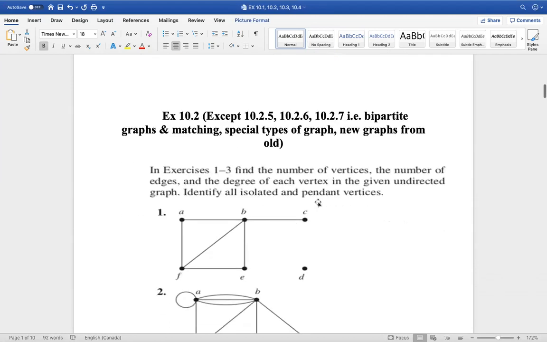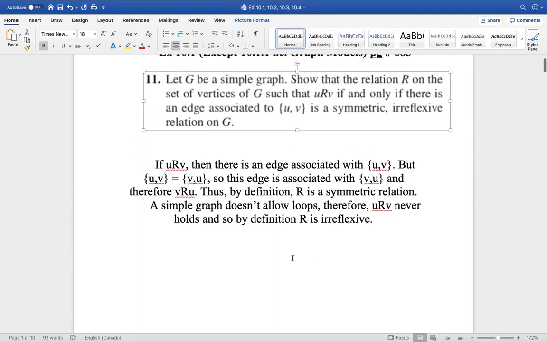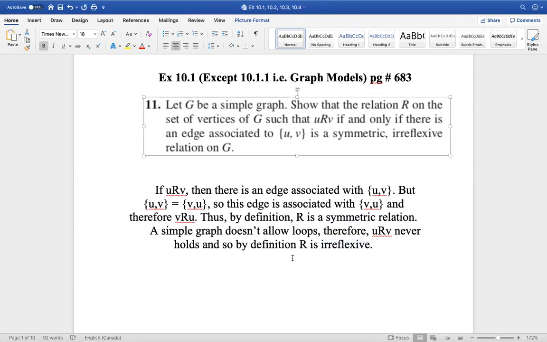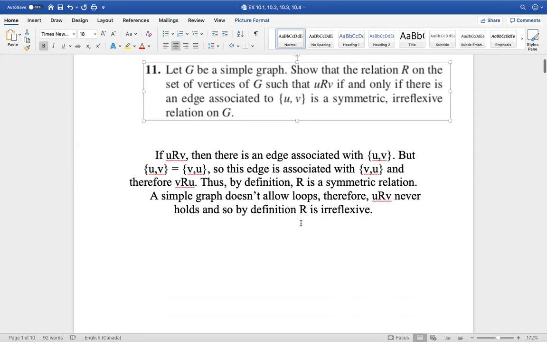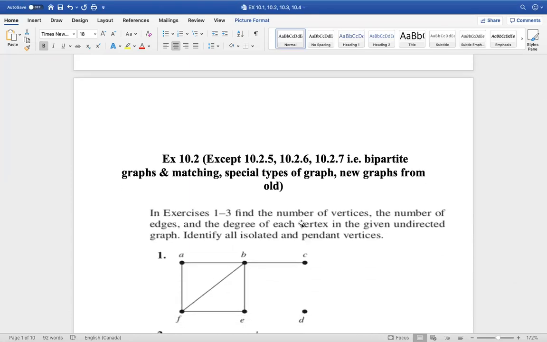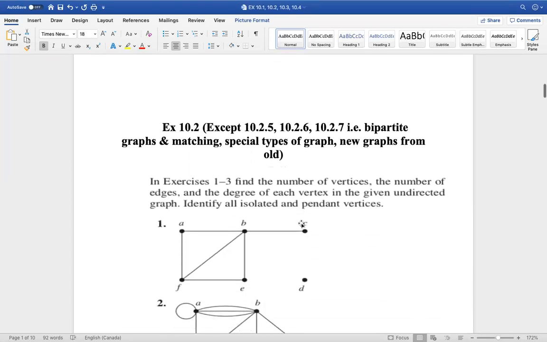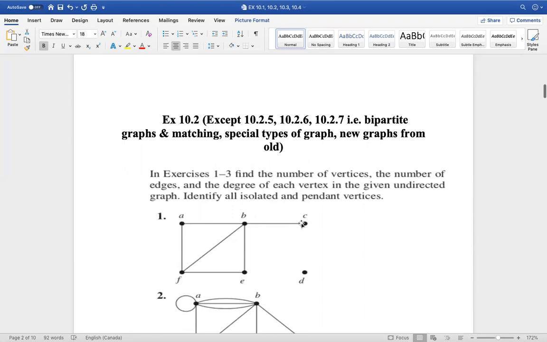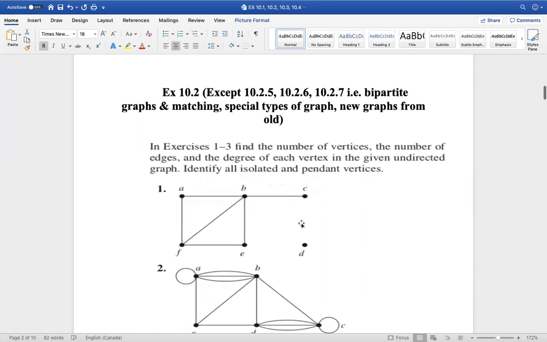So as I mentioned earlier, 10.1 is very small. There are very limited questions we are taking from this exercise. This was the only question from this exercise. Let's move on to exercise 10.2. So 10.2 is also regarding graphs. We have the bipartite graphs, matching graphs, special kinds of graphs, all in this exercise.